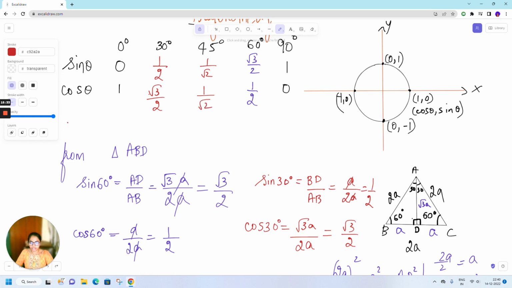Can you try finding what is tan theta? You should know that the formula for tan theta is sine theta divided by cos theta. Use this formula and try finding what is tan 0, tan 30, tan 45, tan 60 and tan 90. Okay? That is it for today's class.